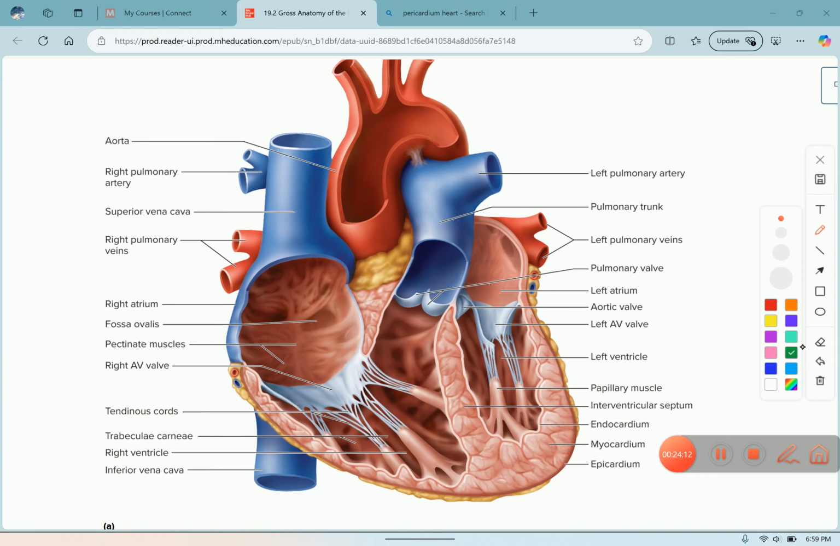Okay, continuing with the anatomy. These valves have these little stringy things that are connected to what's called a papillary muscle.